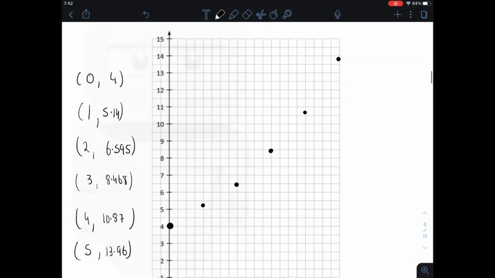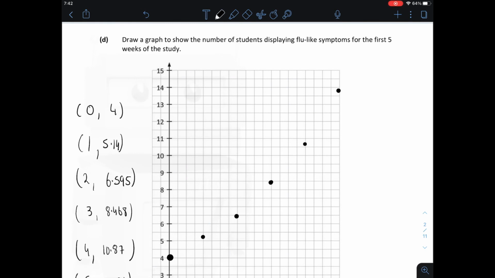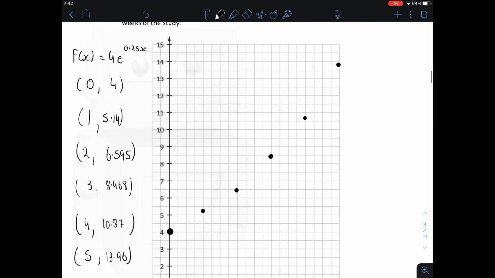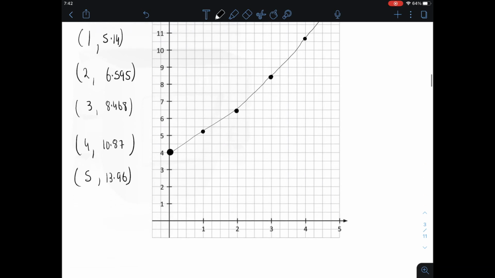Okay, in part C, we're asked to draw a graph to show the number of students displaying flu-like symptoms. So in this case, I need to plot my coordinates, where my function is f(x) equals 4e to the power of 0.25x. I'm just substituting x for t, so I know what to write in my calculator. So I substitute this function into my calculator, and I find the coordinates between 0 and 5. Plot your points, and then freehand draw a line between them, and this will give you your graph.